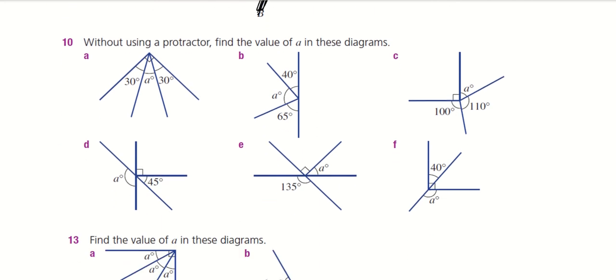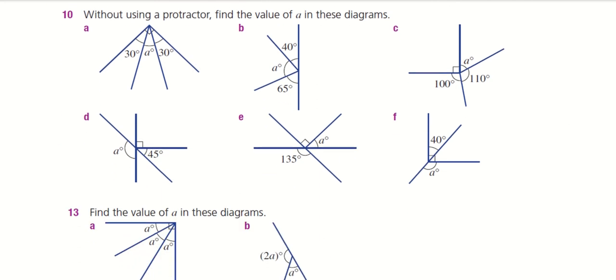Supplementary angles add up to 180. Remember it, without a protractor, remember these. This is just the same thing again, but bigger. So here we've got 90 degrees as a right angle, and then 90 minus 30 equals 60... 90 minus 30 equals 30 degrees. So A equals 30 degrees.